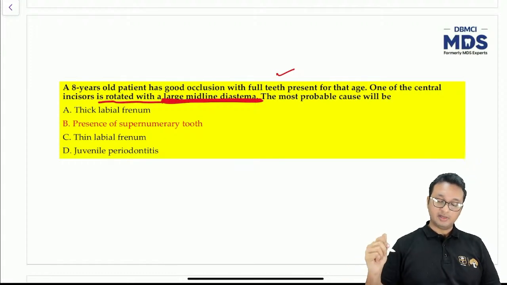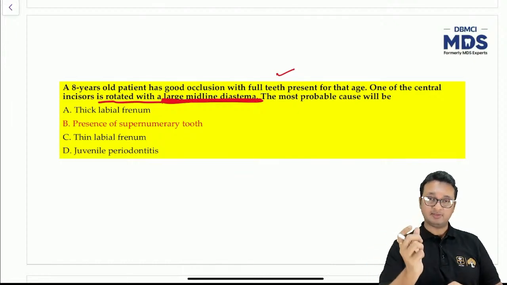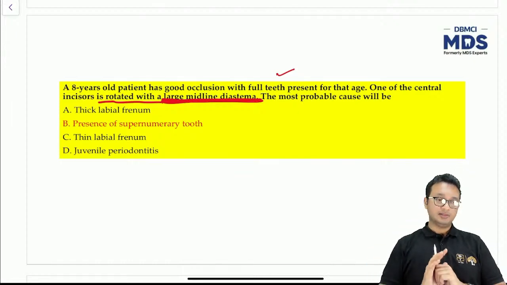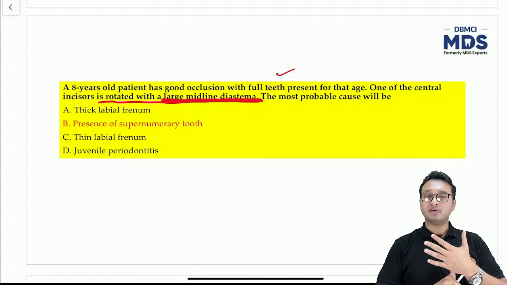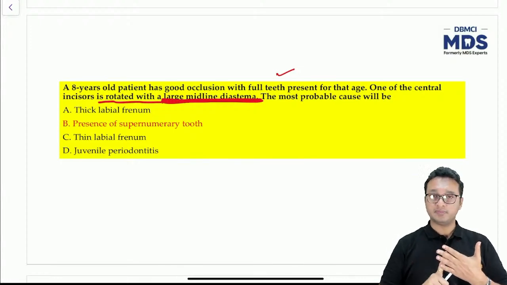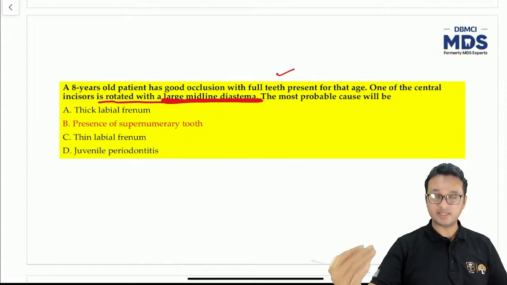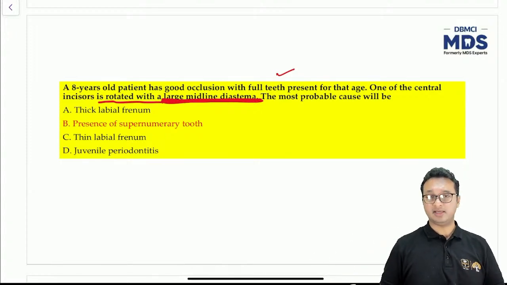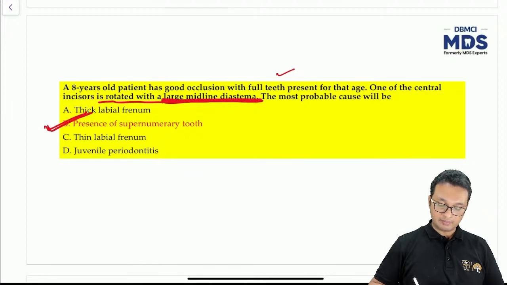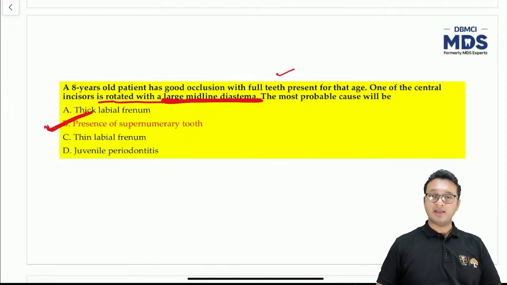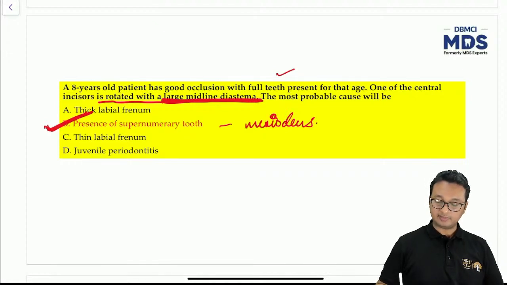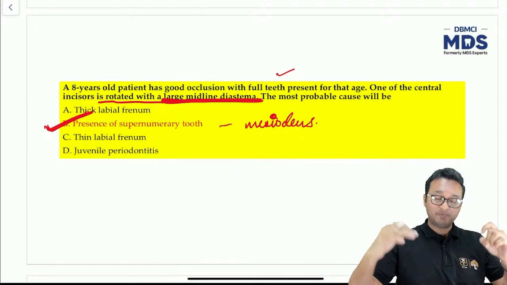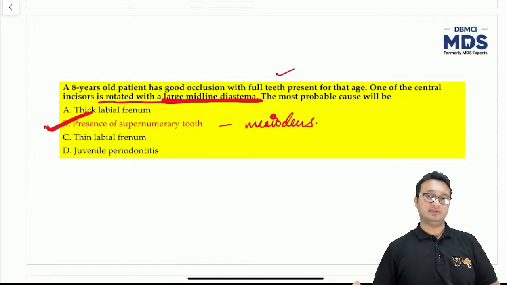Whenever you encounter a patient having a rotated central incisor or an impacted central incisor, the first thing you should do is examine that patient radiographically. Occlusal radiograph, simple IOPA, or an OPG. But nowadays, with the advancement of certain techniques, you can even go for a CBCT analysis. So in most cases, you will be seeing the presence of a supernumerary tooth, that is mesiodens, present between the central incisors, which is hindering the path of eruption of the central incisors.